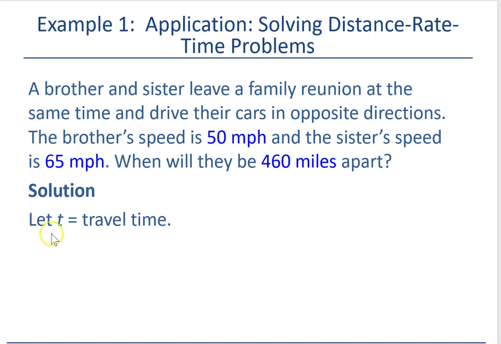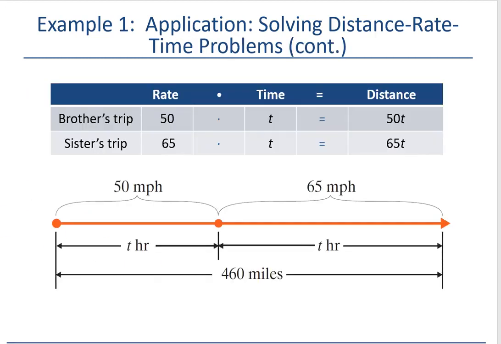Okay, let's take a look here. We've got the brother's trip. Notice they're using the equation distance equals rate times time. We have a rate here. The brother was going 50 miles per hour. The sister was going 65 miles per hour. And that gives us the distance.